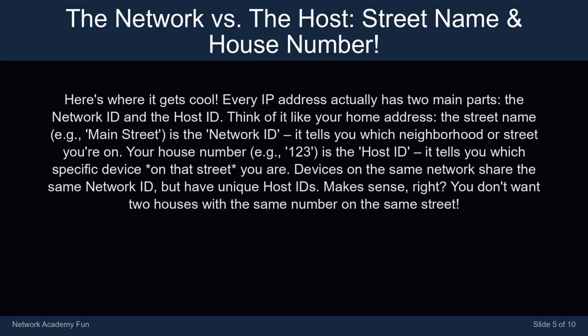Here's where it gets cool. Every IP address actually has 2 main parts: the network ID and the host ID. Think of it like your home address. The street name, e.g., Main Street, is the network ID. It tells you which neighborhood or street you're on. Your house number, e.g., 123, is the host ID. It tells you which specific device on that street you are. Devices on the same network share the same network ID, but have unique host IDs. Makes sense, right? You don't want 2 houses with the same number on the same street.